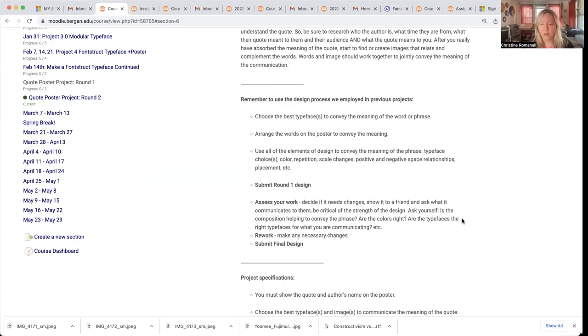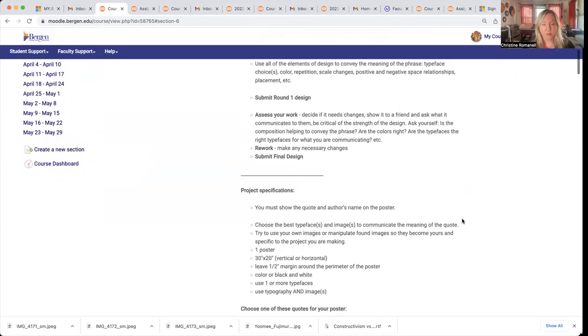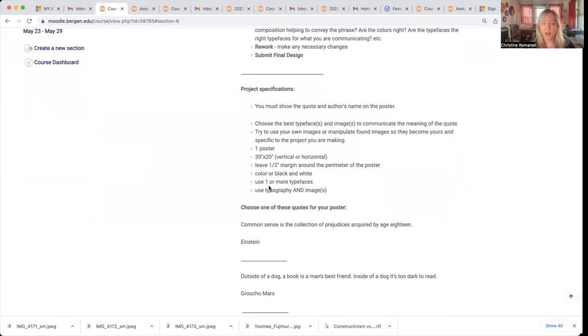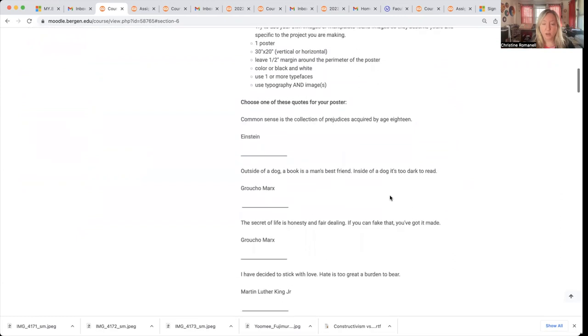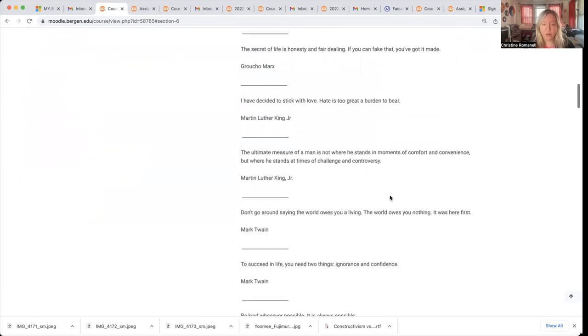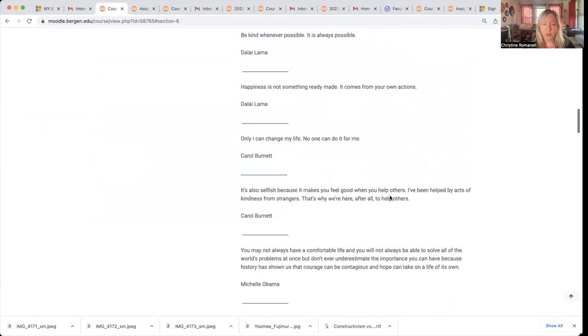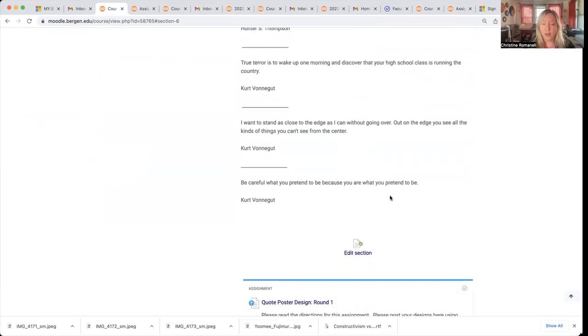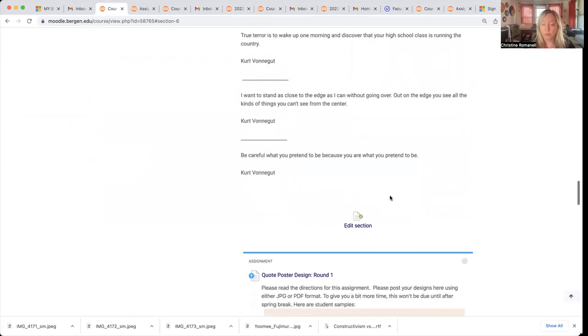You're going to use all the elements of design: color, repetition, scale, positive and negative space relationships, rhythm. And you're going to submit round one of your design. Here are the specifics of how I want you to format the poster. Okay, here are some of the quotes. You have Einstein, Groucho Marx, a few from him, Martin Luther King, Mark Twain, Dalai Lama, etc. So you can go through these quotes and decide which one speaks to you, and then you can research the author and the quote a little bit to really understand it and think about what it means to you.